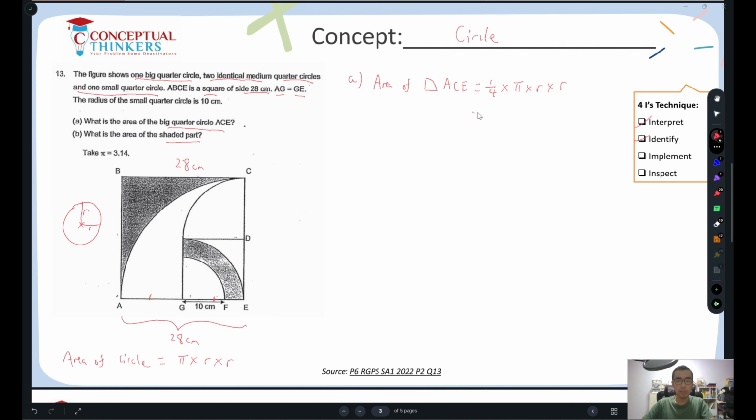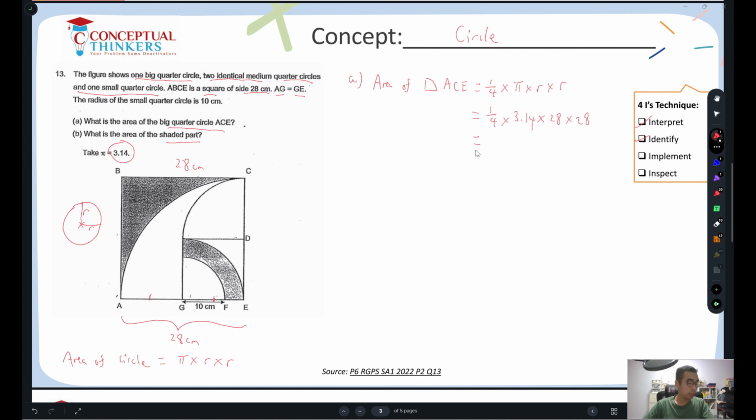Okay, so that will be equal to, now we need to find out what is the radius of the quarter circle. So in this case, they did mention that the side of the square is 28 and it happens to be the radius of the quarter circle. So it will be 1/4. Now in this case, they did mention that the pi is 3.14. So I'll multiply by 3.14. Now usually for P6 level, the pi value will be 3.14 or 22/7. If they never say that it must be in terms of pi, you can use your calculator pi. Okay, so we're going to multiply by 28 times 28.